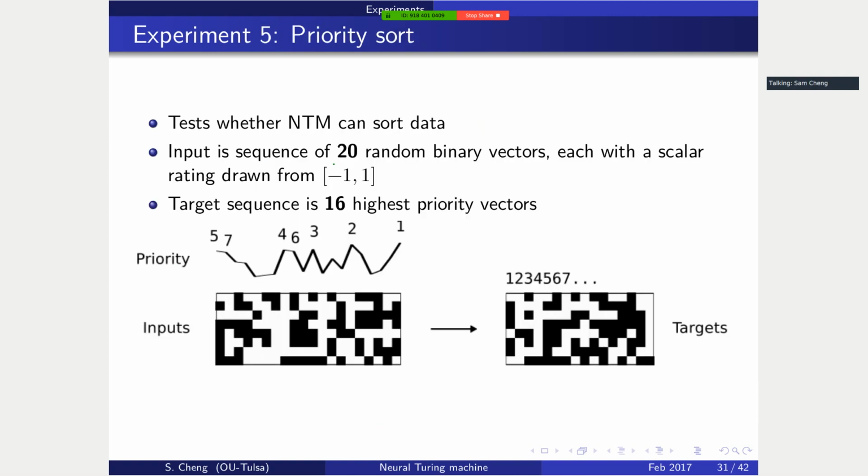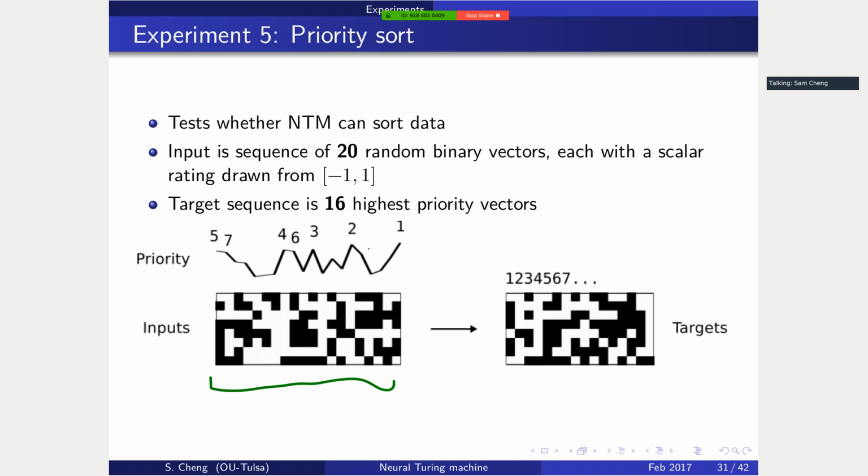And also, I think this is probably the last one. They also try a task like a priority sort model. Basically, you have an input here, but you also impose a priority on this input. So this is the input, and I'm saying what should be the priority.